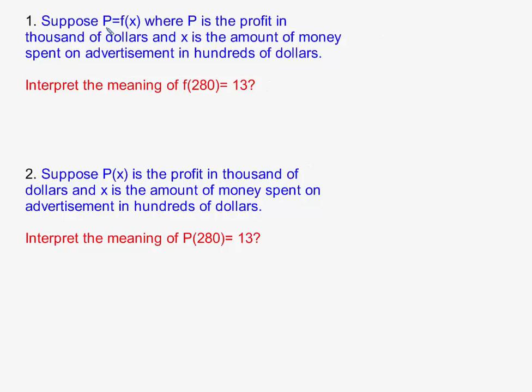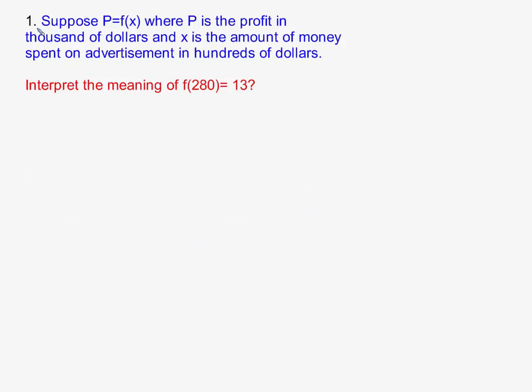In this problem, we're given a function, p equals f of x, and we're told the meaning of the input x and the meaning of the output p, and we are to interpret the meaning of the function notation f of 280 equals 13. After I'm done explaining this, I want to show you a similar problem that's actually the same problem, but uses a slightly different use of function notation.